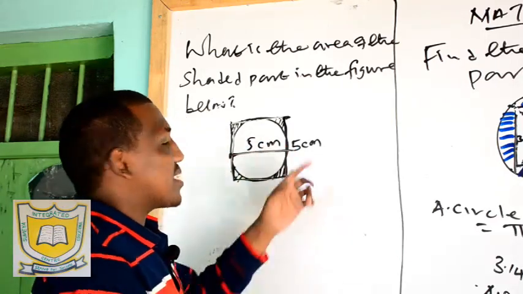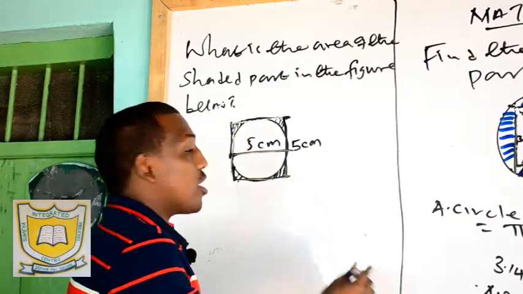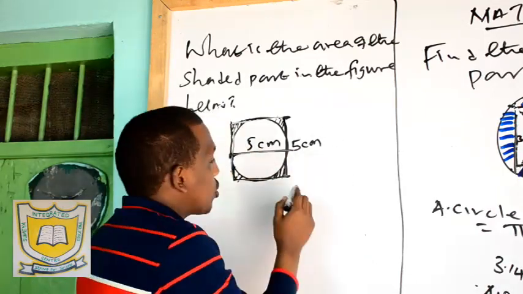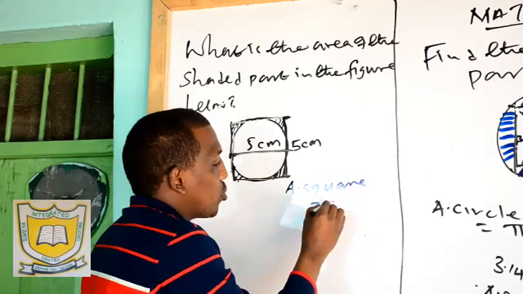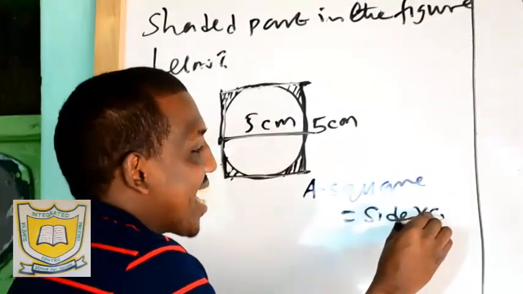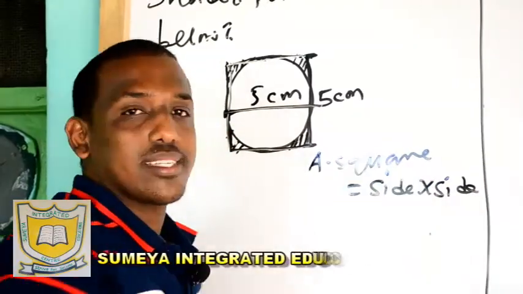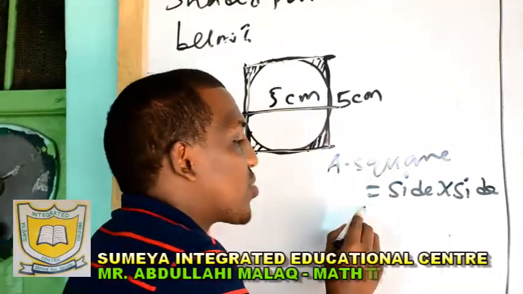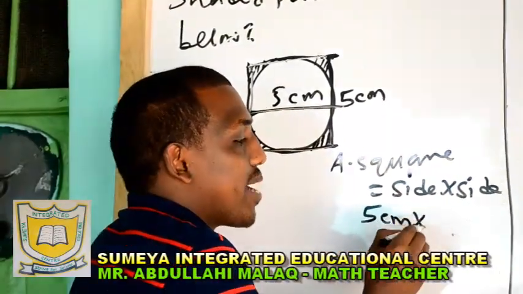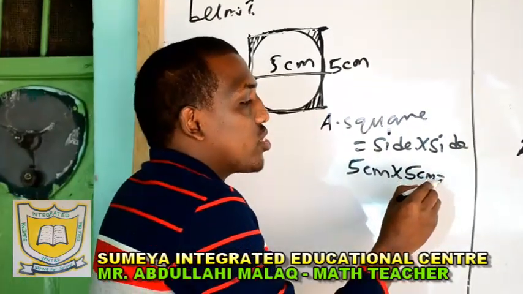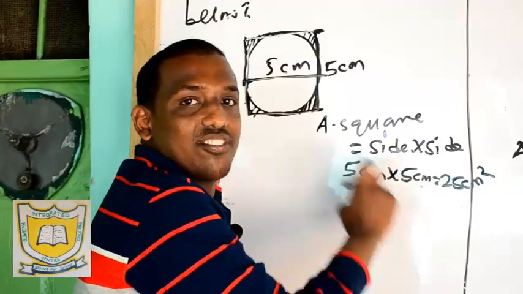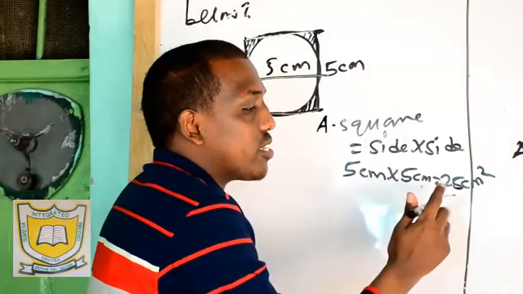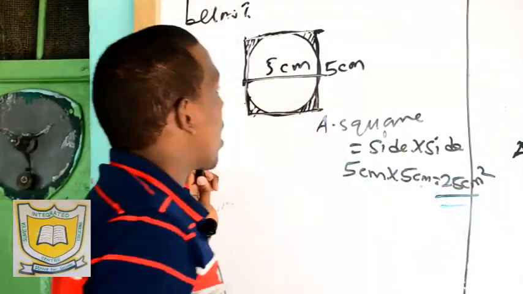Now let us get the area of the square. Area of the square is equal to side times side. Side, which is 5 centimeter, multiplied by 5 centimeter, is equal to 25 centimeter squared. Put it aside somewhere. We have not finished.